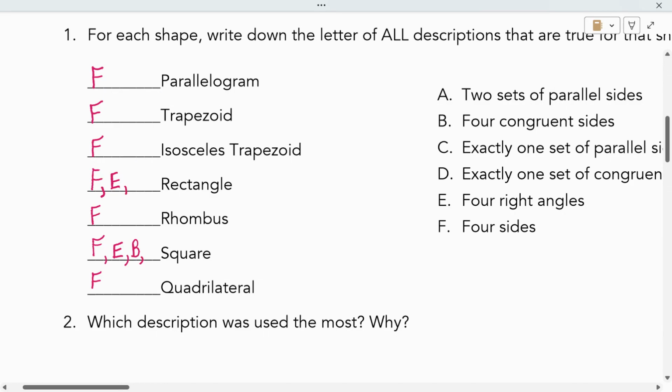Oh, my screen is frozen. You guys, sorry, I unfroze it. Okay. What else? One set of parallel sides. That's a trapezoid. And that's letter choice C. Is that true for both the trapezoid and the isosceles trapezoid? It is.